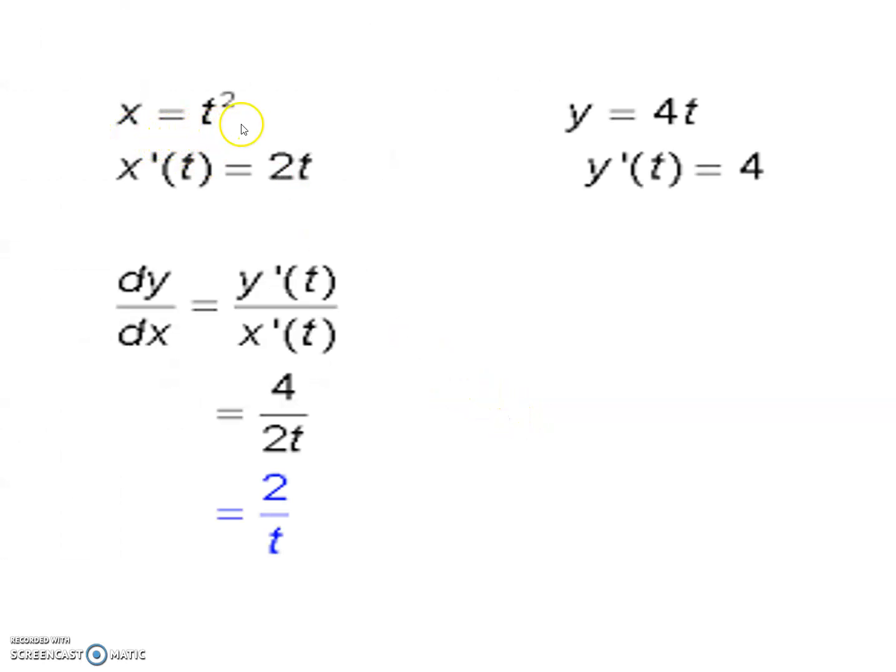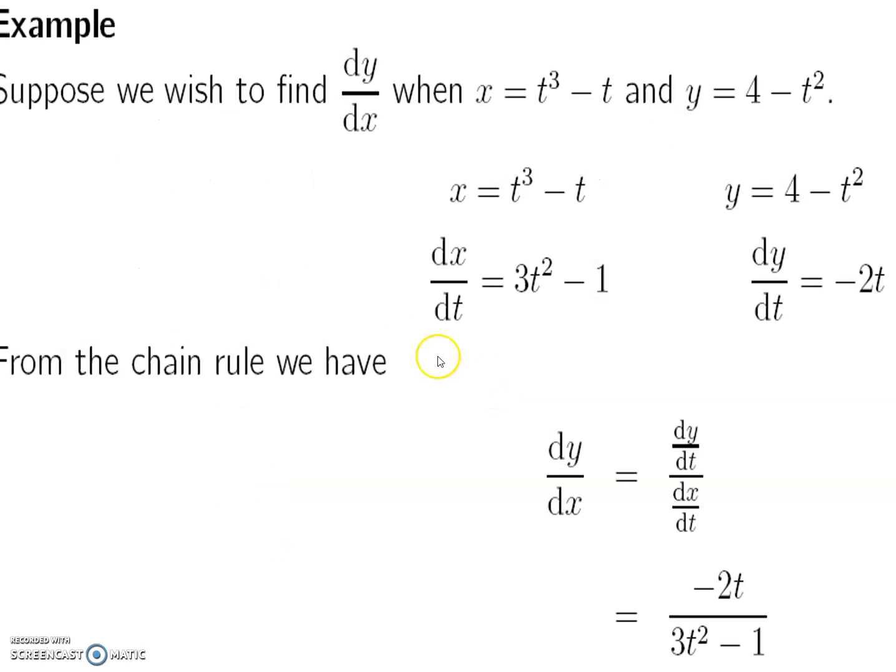Now given that x is equal to t square, y is equal to 4t. What is the derivative of t square? Yes, 2t. What is the derivative of t? 1. 1 into 4 is 4. x dash represents dx by dt, y dash represents dy by dt. So we have to put in the formula dy by dx is equal to y dash of t upon x dash of t is equal to 4 upon 2t. So 2 twos are 4, so 2 upon t is the final answer.